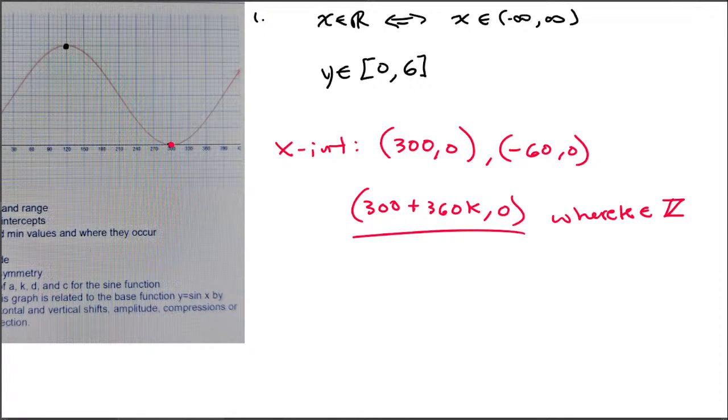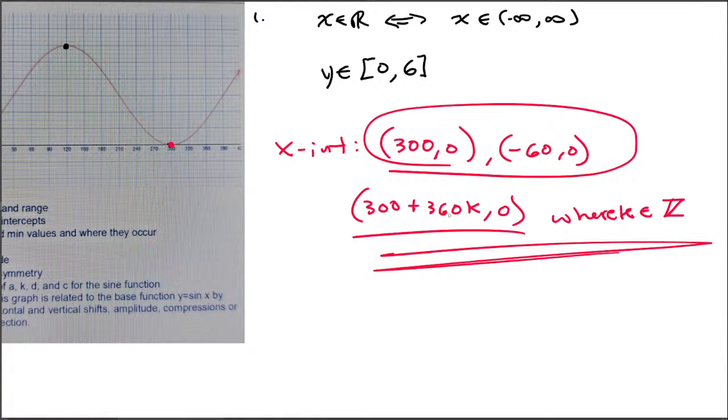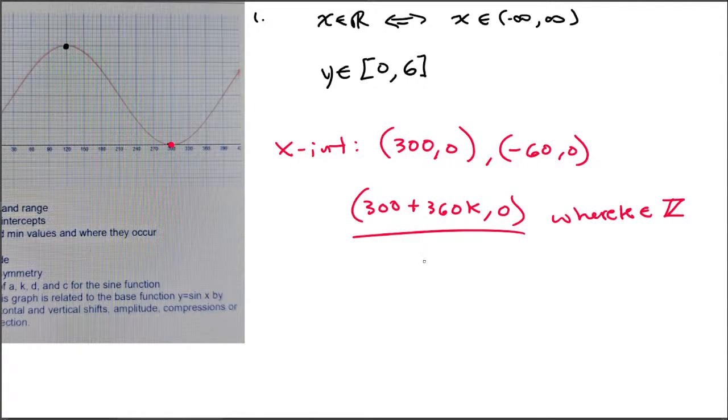Does that make sense to you? Does this notation here make sense? I don't want to go too much beyond that unless you understand. I think probably this would be sufficient if you describe just those two points, but this one is every single x-intercept, and there are infinitely many of them if this is a sinusoidal function.